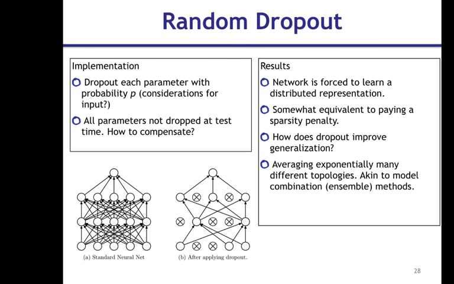It's more explainable. Okay. Another form of regularization that was developed by Geoff Hinton is called random dropout, and there are a couple of ways to think about this beyond regularization too.